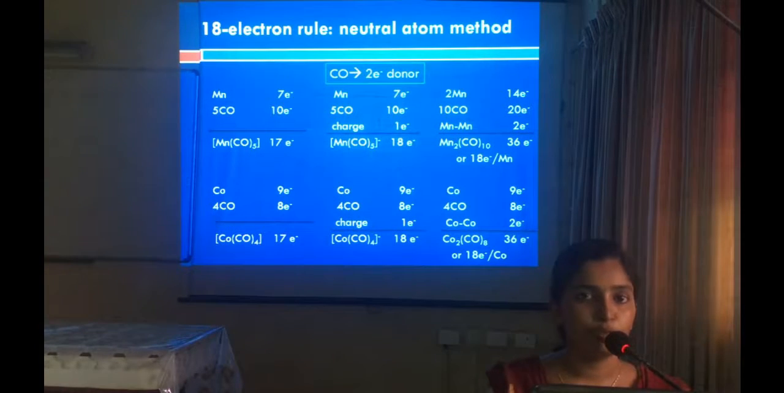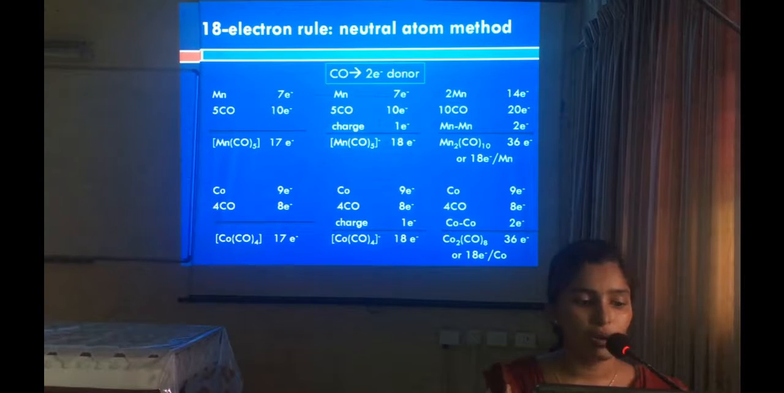We can see a few more examples. This is a manganese-based complex. The manganese donates 7 electrons, and the 5 carbonyls will donate 2 electrons each, and hence the total electron count of the pentacarbonyl manganese compound is 17 electrons. Based on this, we can say that this does not obey the 18 electron rule, and hence this should be unstable. The experimental evidence also shows that it is difficult to isolate this compound because it is unstable.